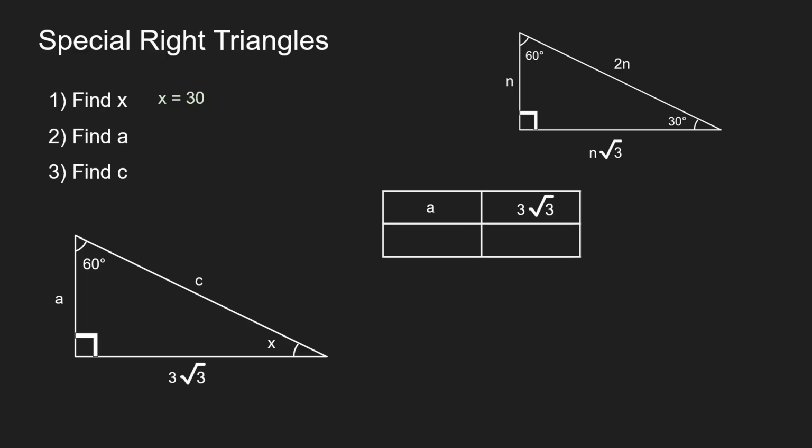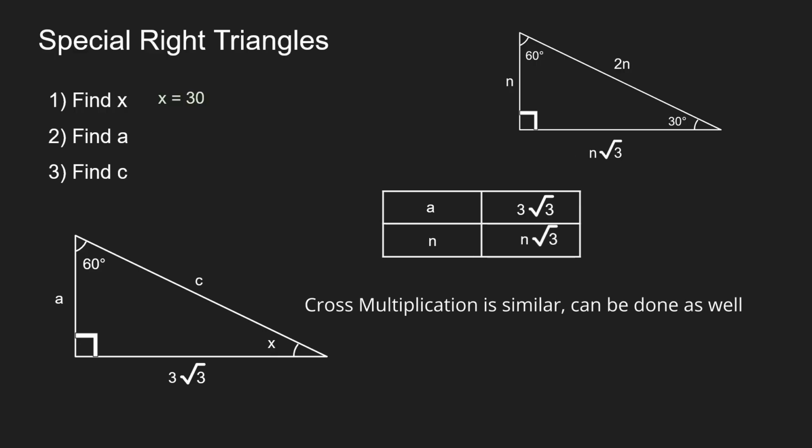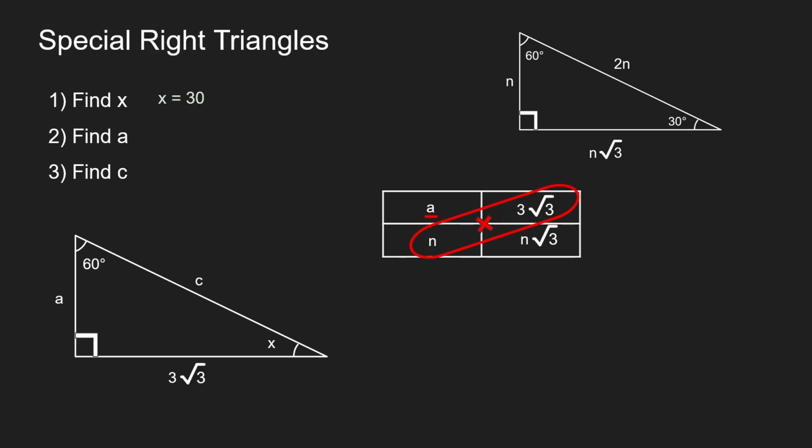Now, in the bottom row, we fill the corresponding sides from the reference triangle. In the left column, we write the shortest side, or the side opposite to the 30 degree angle, worth n. And in the right column, we put the middle side, or the side opposite to the 60 degree angle, worth n times square root of 3. To solve simple rules of 3, from the value we want, the neighboring values will multiply, and then the furthest value divides the product of that multiplication.